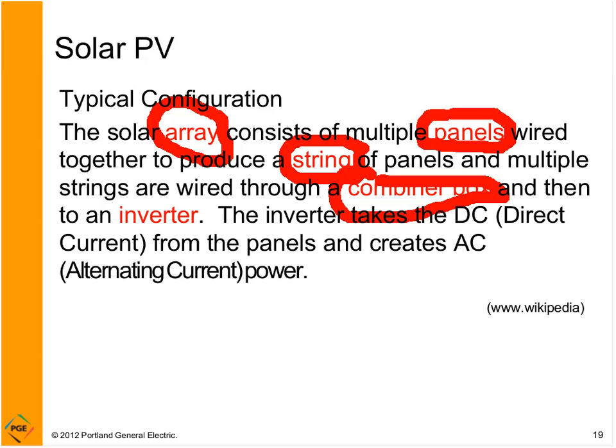The output of the strings and the output of the array go to an inverter. This is the device that is the heart of the system, the other heart, I should say, after the panels. The inverter converts the direct current from the panels and creates alternating current that's suitable to put into the grid.